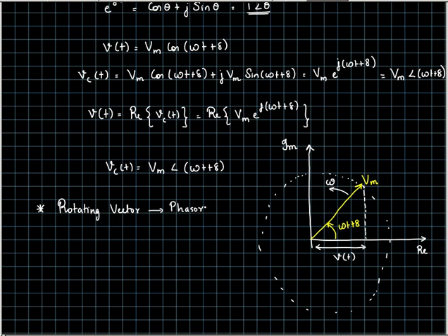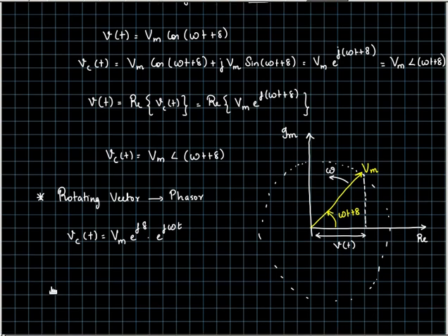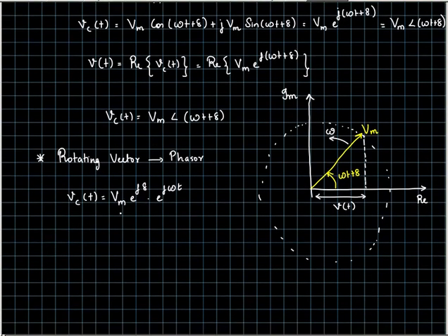And again, if I look at the signal Vc(t), I can write this signal as Vm e raised to j delta into e raised to j omega t. It is the same as saying Vm e raised to j (omega t plus delta). So, you see that this signal Vc(t) contains all the information about the sinusoidal signal. Vm represents the magnitude, delta represents the phase angle, and omega here represents the angular frequency.